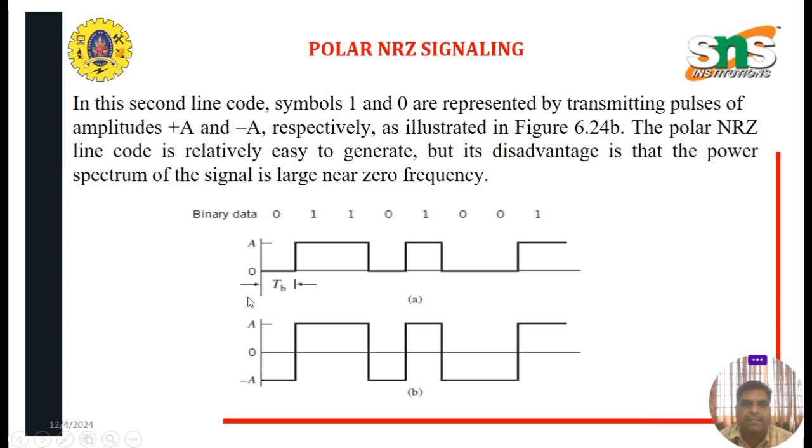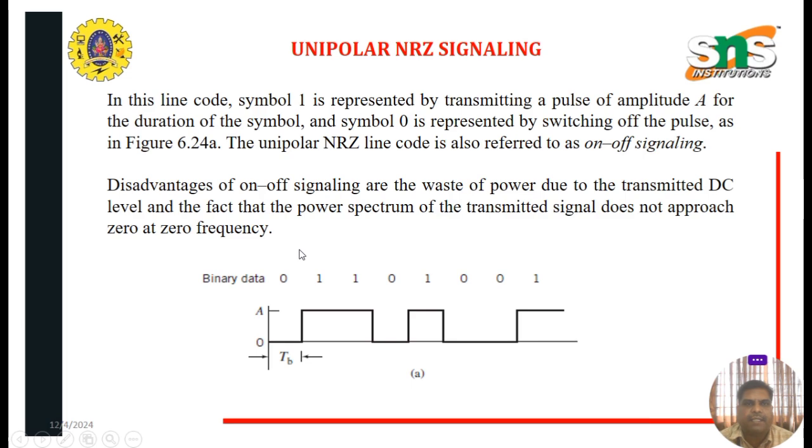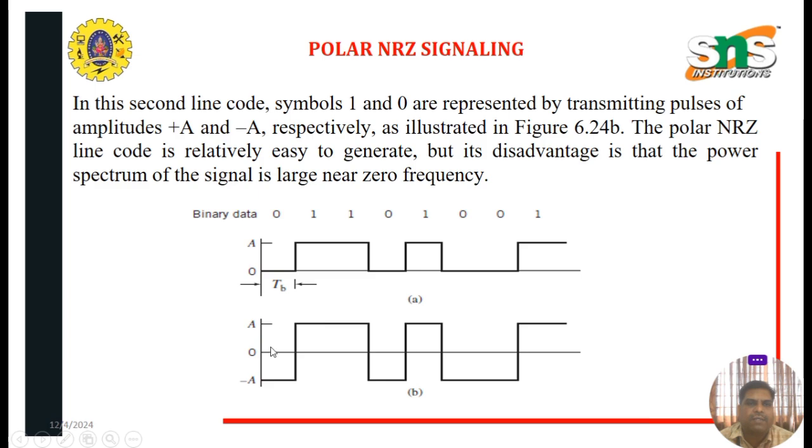As in the previous method, here also 0 carries no information, but bandwidth is allocated for it. So both these methods have the highest power spectrum compared to the upcoming methods.